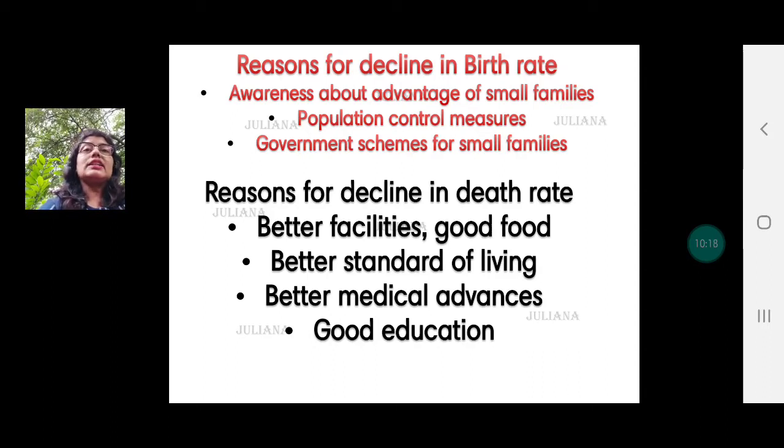Somewhere in the late 1980s, when the population was exploding, the government realized that something had to be done because the resources were not growing accordingly, and therefore the government gave a slogan: "Hum do hamare do." That was the time when people realized that having a small family could be a blessing, in the sense that the resources would be sufficient for 1 or 2 kids.